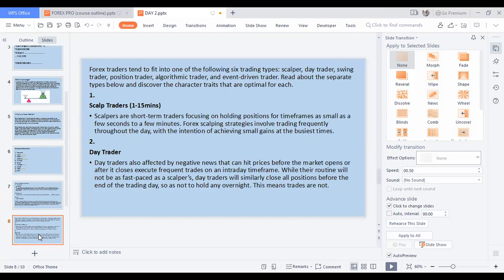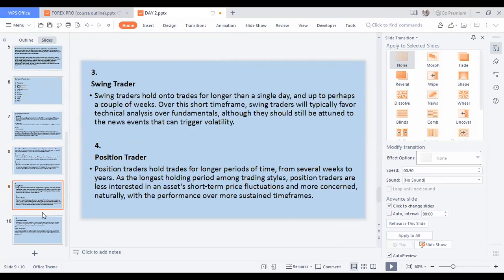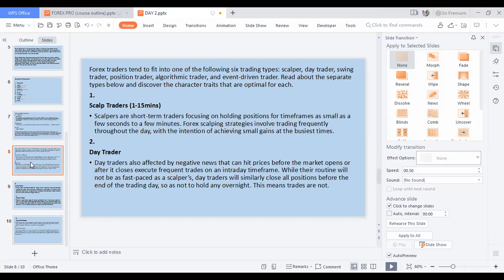Types of traders. We have scalp traders, day traders, swing traders, position traders, algorithmic traders, and event-driven traders. If I start with the first one, scalp traders. Scalp traders are traders that focus on holding positions for time frames as small as a few seconds to a few minutes.